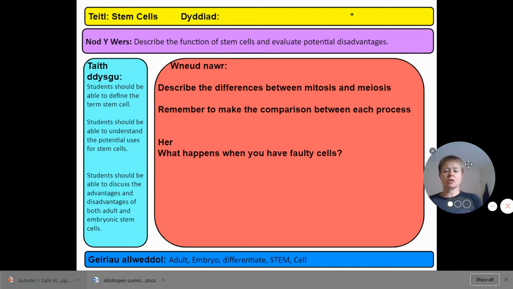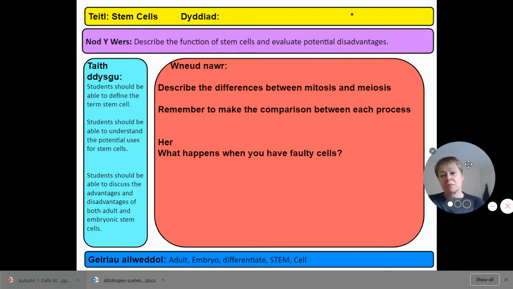So let's talk about the do now tasks. Differences between mitosis and meiosis. Well, hopefully you remembered from yesterday that mitosis is cell division for the purpose of growth and repair. It only produces 2 daughter cells, whereas meiosis produces 4. And the purpose of meiosis is to produce gametes or sex cells, such as sperm and eggs. Also in mitosis, the daughter cells are genetically identical to the parent cell, whereas in meiosis, they are genetically different from the parent cell and actually genetically different from each other as well.